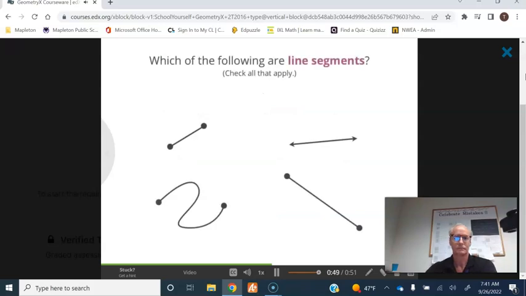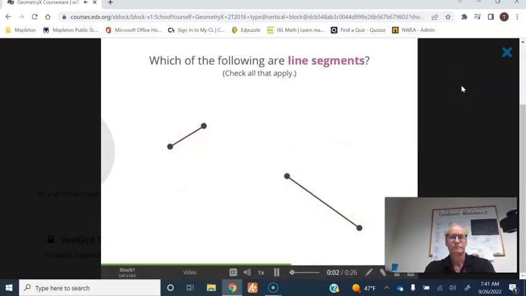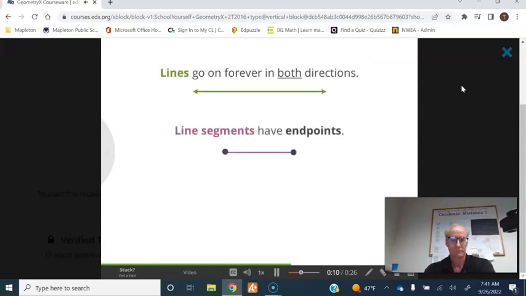So which of these are line segments? Clearly the ones with endpoints. Right, these two are line segments. They're both straight paths with endpoints. So lines go on forever in both directions, and line segments have two endpoints.